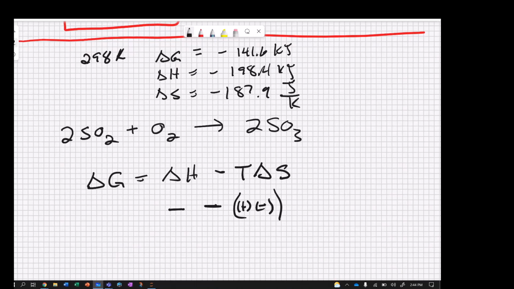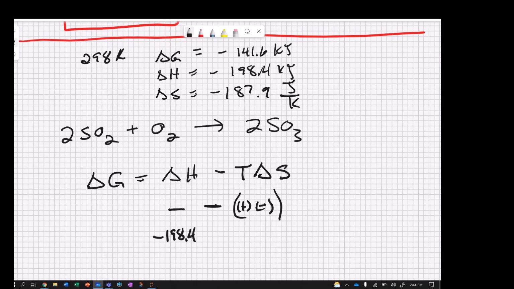So if the temperature is big enough, then delta G will become positive, right? Because in this case, this is negative 198.4, and if the temperature gets high enough, this can become positive 300 and something. So the higher the temperature goes, the less spontaneous this thing is, right?